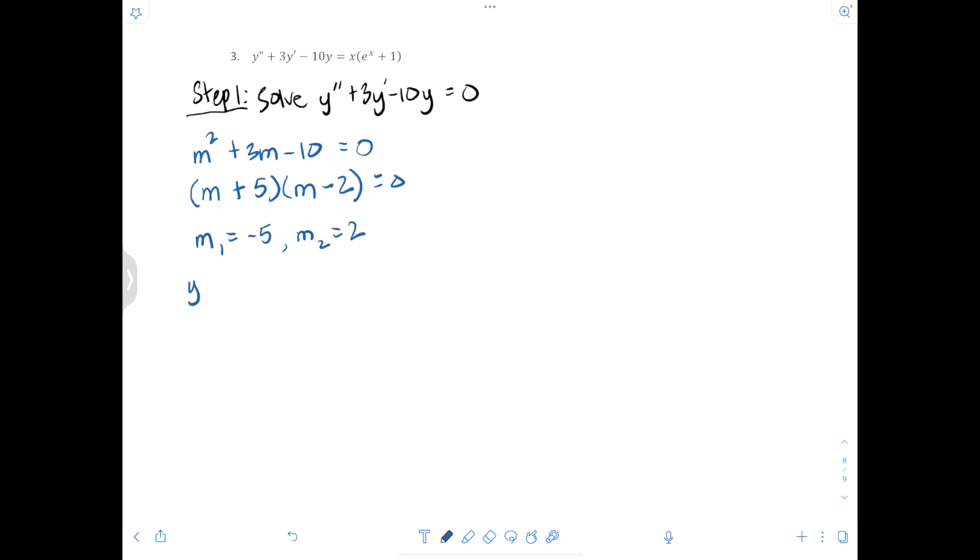So y complementary is equal to, oops, I forgot my c, sorry, c1 e to the negative 5x plus c2 e to the 2x. Cool? And then, now we annihilate.